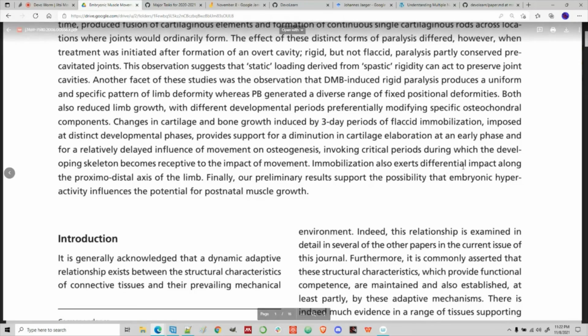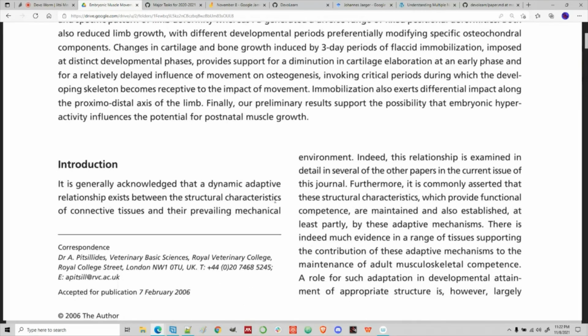Immobilization also exerts differential impact along the proximo-distal axis of the limb, which means that it's doing this in a certain anatomical dimension. Finally, our preliminary results support the possibility that embryonic hyperactivity influences the potential for postnatal muscle growth. So this can also affect postnatal growth as well.